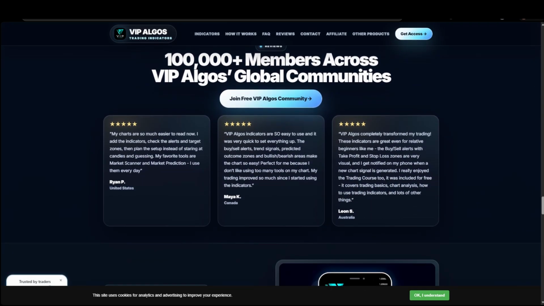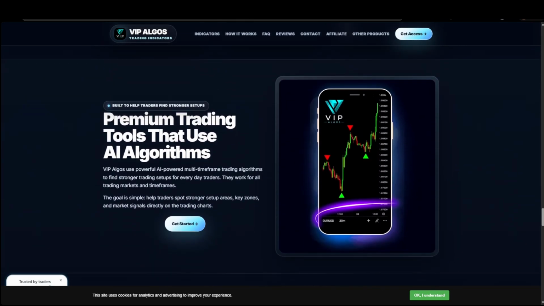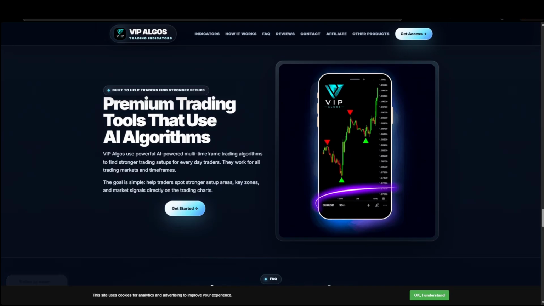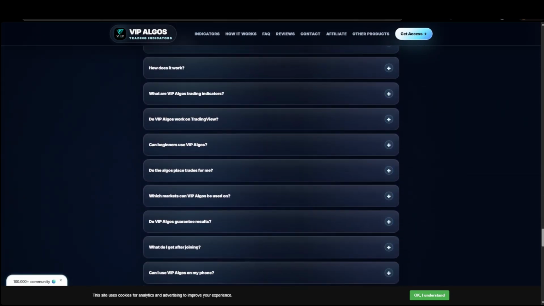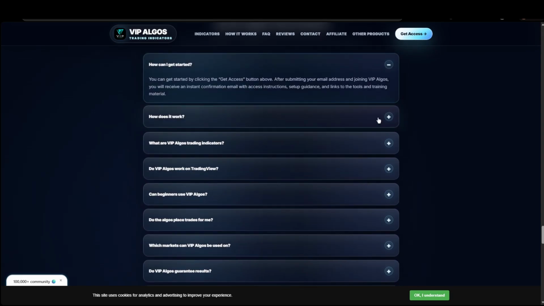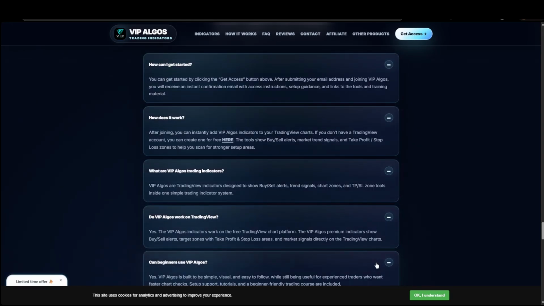The risk assessment. One variable I always factor in, refund policy. VIP Algos comes with a money-back guarantee. I treat that as a confidence metric. Companies don't offer real return windows on products they know underdeliver. It also means if it doesn't work for your situation, you're not absorbing the full risk.